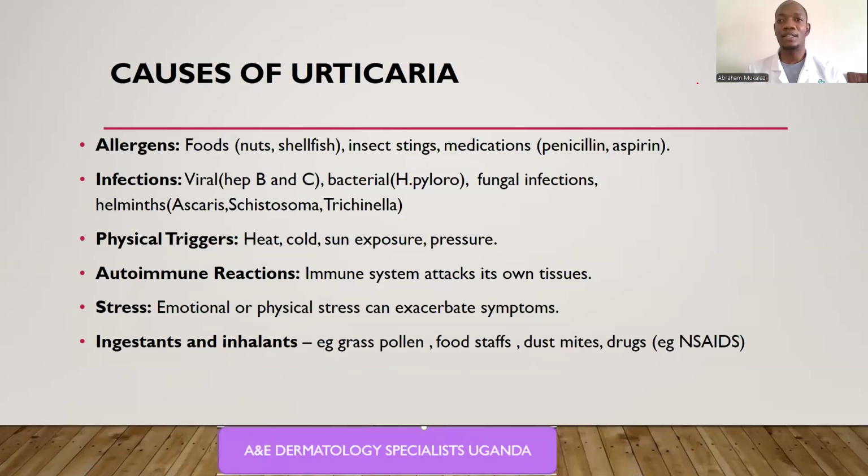If you have to look at the causes, and break down the causes of urticaria, urticaria has been shown to be due to various causes, including the first one being allergens.